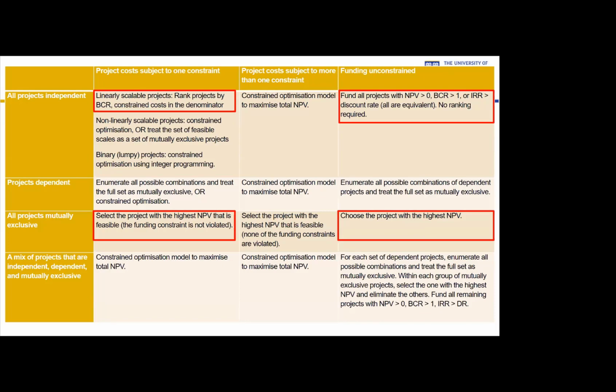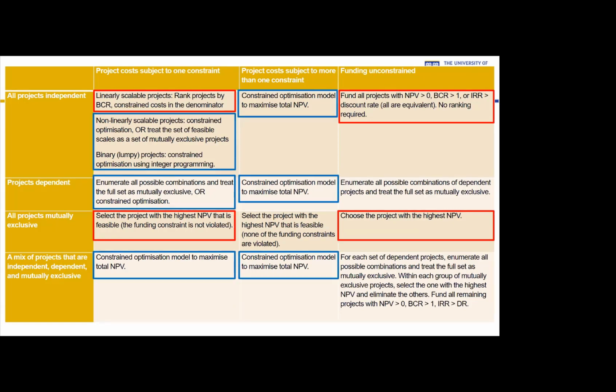So, down on the left-hand side, we've got additional rows for projects being independent or for a mix of projects. And across the columns, we've got an additional column for having more than one constraint. The other thing to observe is that most of the additional recommendations or decision rules that come in when you start to talk about these additional realistic complexities mean that none of those criteria work. And actually the only way to choose the best set of projects is using constrained optimization.